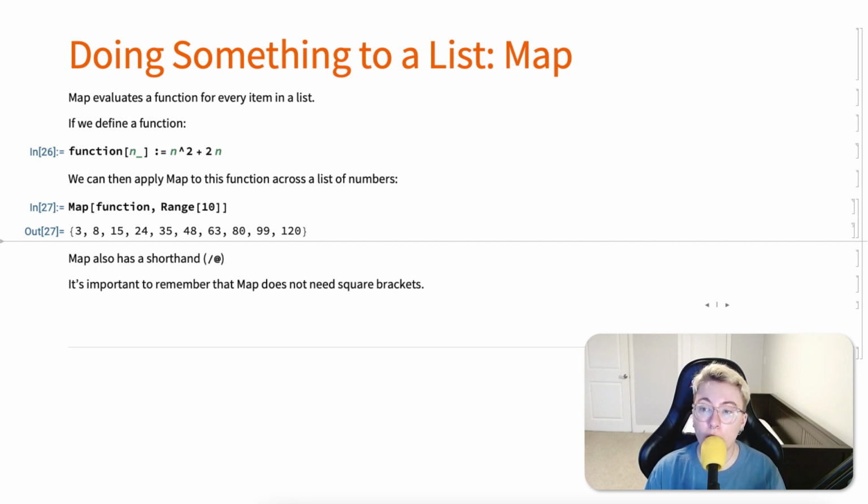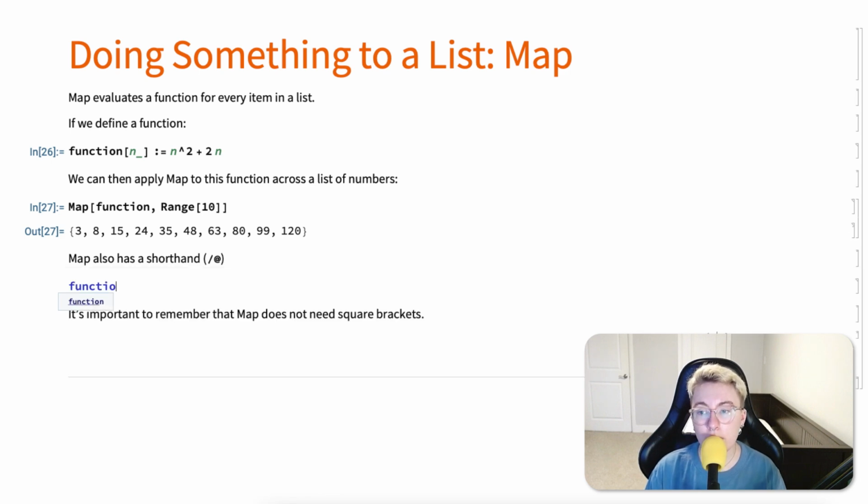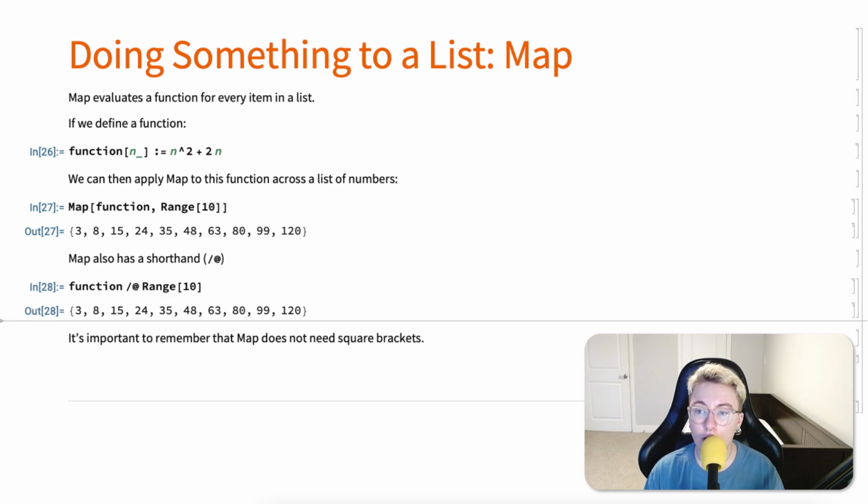Map also has a shorthand, which is often used instead of the full form. When we use this shorthand /@, we put our function first, then our /@, and then the list we want to use that function on. When we're working with Map, it's important to remember that Map doesn't need square brackets next to the function. That's represented kind of visually with the shorthand, with the @ sign, as that's an alternative way to use a function instead of using square brackets.